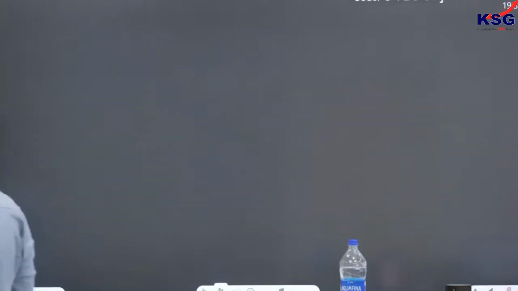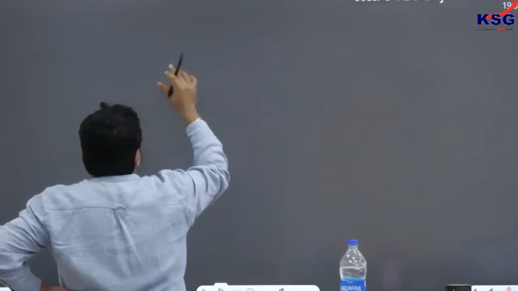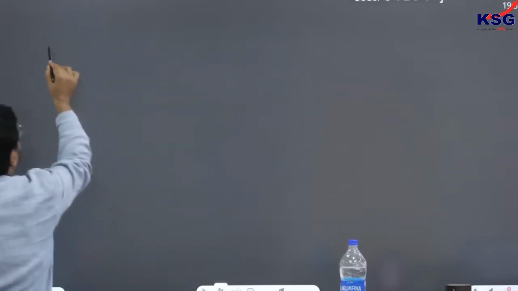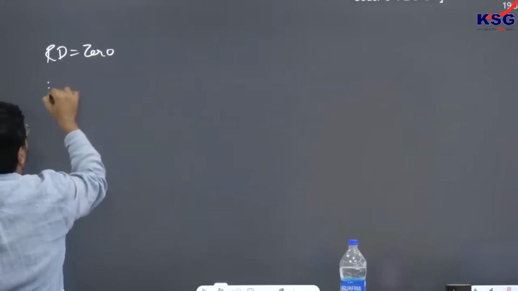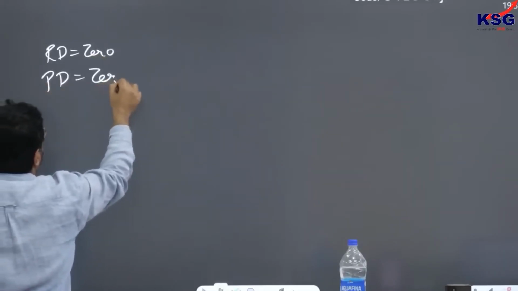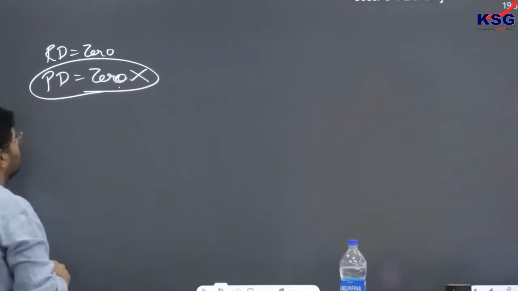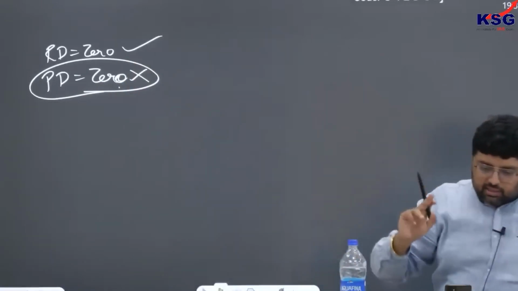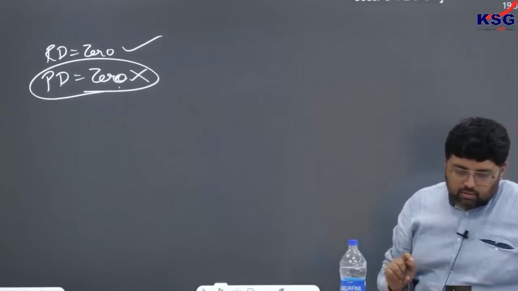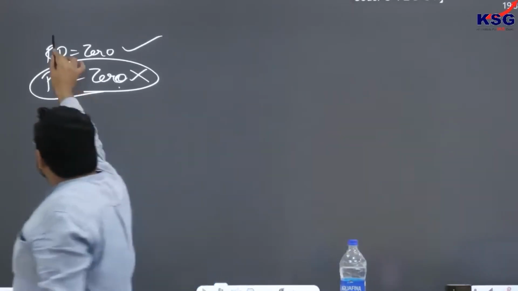Clear? So ultimately remember this thing. Now come to the next part of the topic. So ultimately, if RD is 0, that is good for the economy. But if PD is 0, that is not good for the economy. Remember this: PD if 0, that is not good for the economy. RD if 0, then that is good for the economy. Clear? So this is what you have to remember.